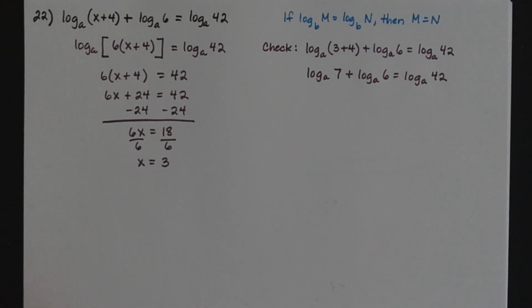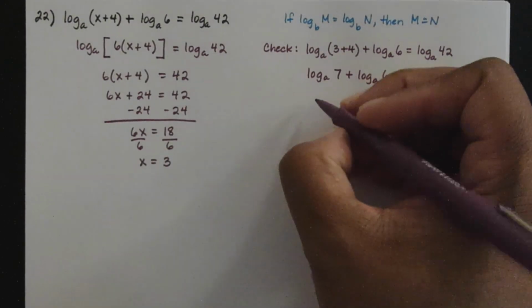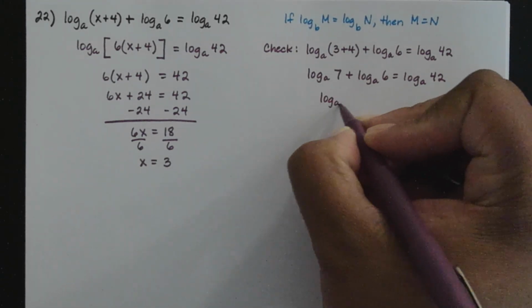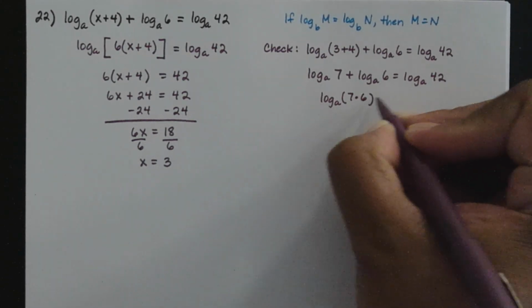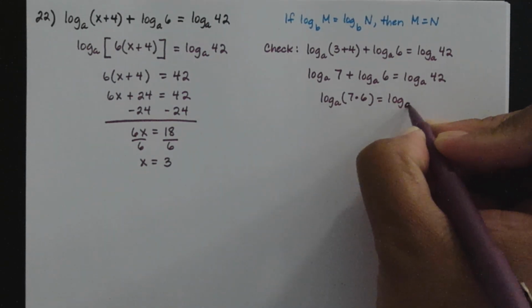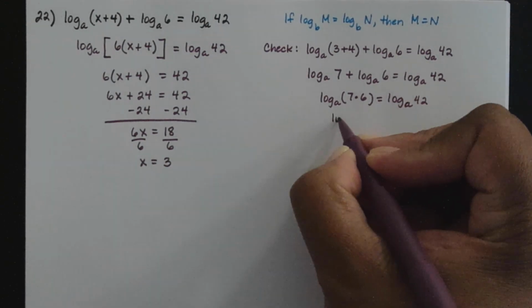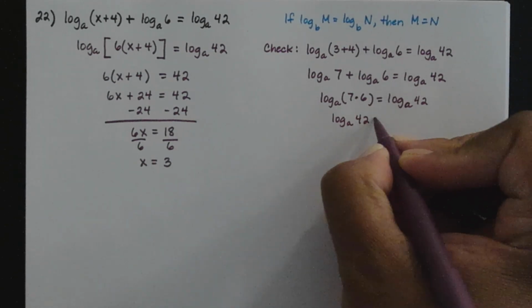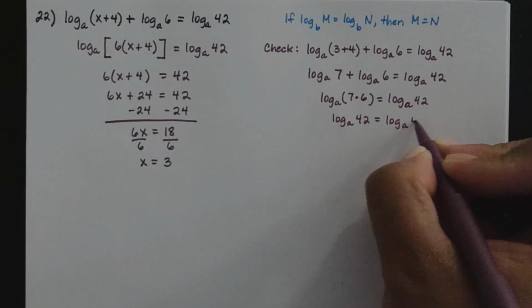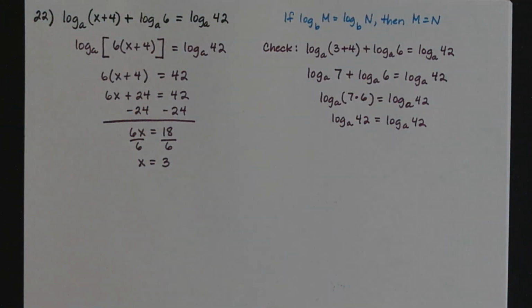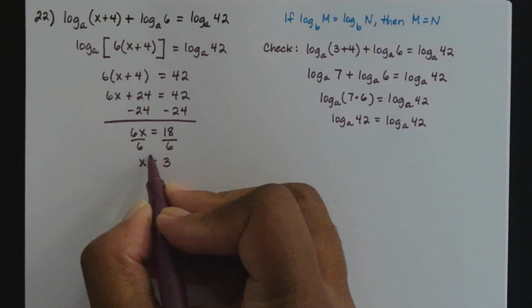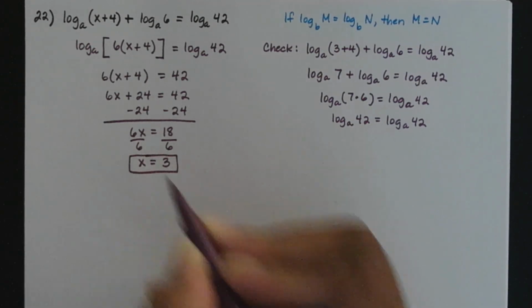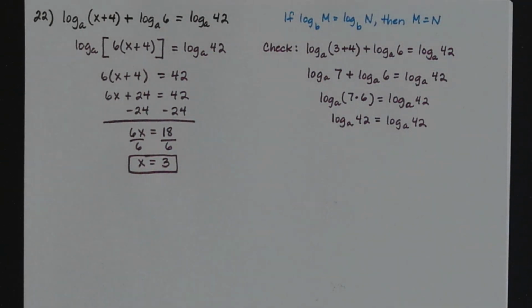Okay, and on the left side, I have the sum of the individual logarithms. I can condense that as the log of the product. So this will be log to the base a of 7 times 6. And of course, if I multiply 7 times 6, I would get 42. So I have log to the base a of 42 equaling log to the base a of 42. Now I'll go no further than that because the left side does equal the right side. So that means x equals 3 is the solution to that logarithmic equation.